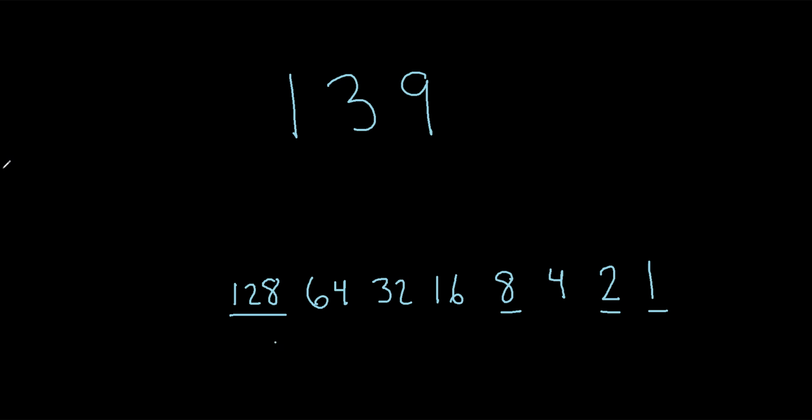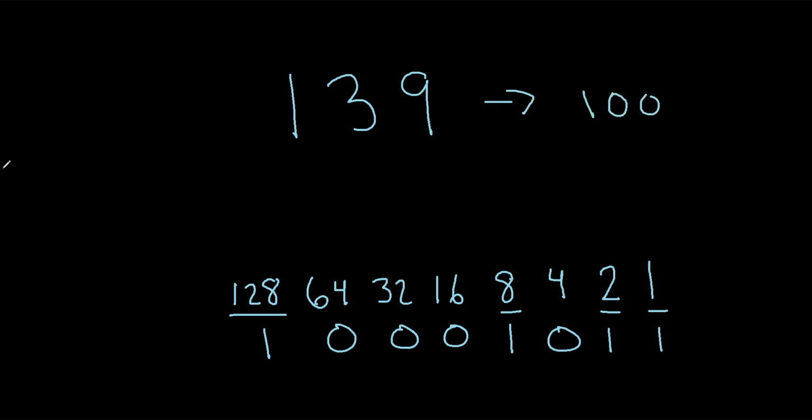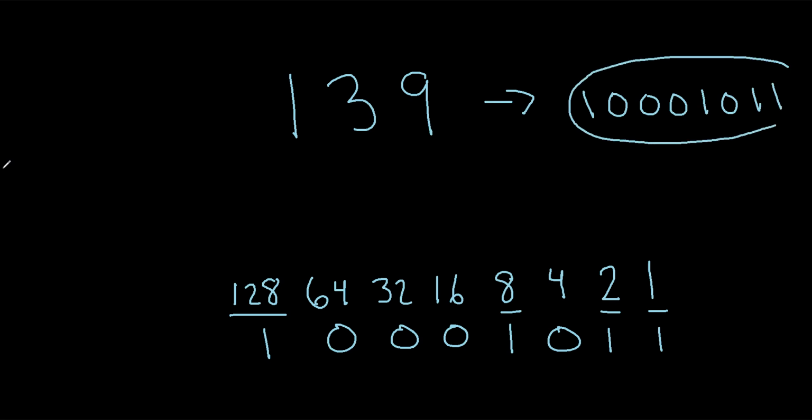So remember the trick. Any numbers that we underline, they get a 1. And any numbers that we did not underline, they all get a 0. So 139 as a binary number would be 10001011. That's our final answer.